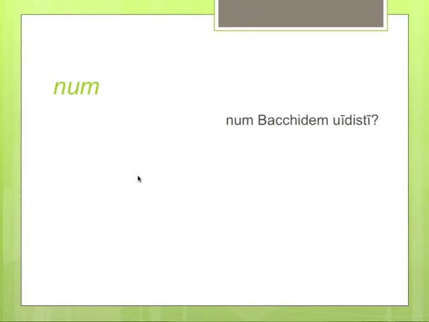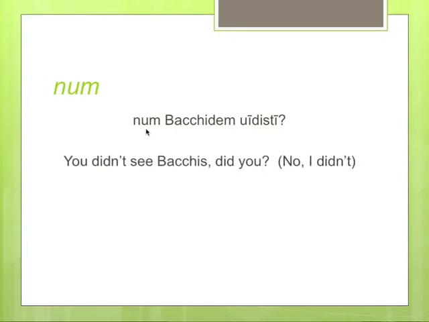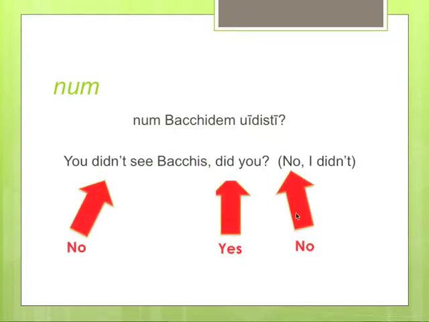Here's an example with num. Let's say we want to translate num Bacchidem vidisti. This is the same thing. You saw Bacchis. Num here indicates that we want to have a no answer. So the pattern we have to follow is no, yes, no. And this is what we get. No, yes, no. You didn't see Bacchis, did you? No, I didn't. Here's the no, and notice how it's put in the form of a statement, not a question. Then here's the question in the form of a yes, the little tag question, and here is the expected answer, no, I didn't. So the correct translation of num Bacchidem vidisti is, you didn't see Bacchis, did you?